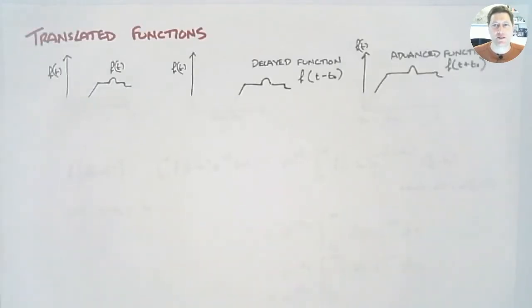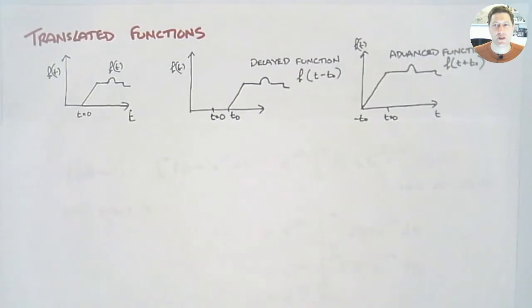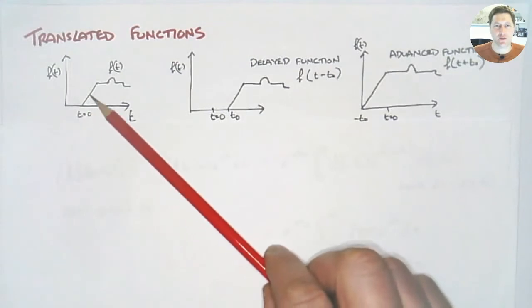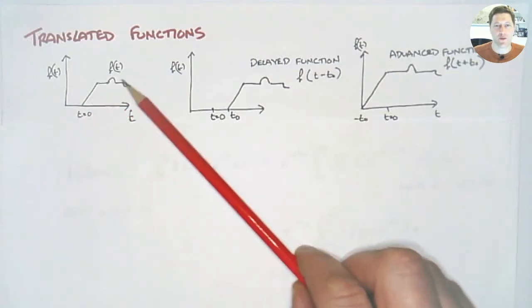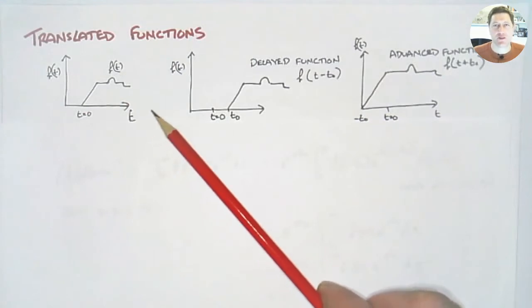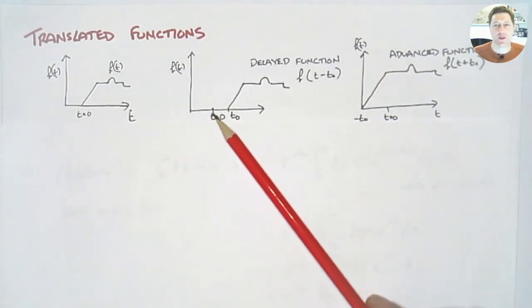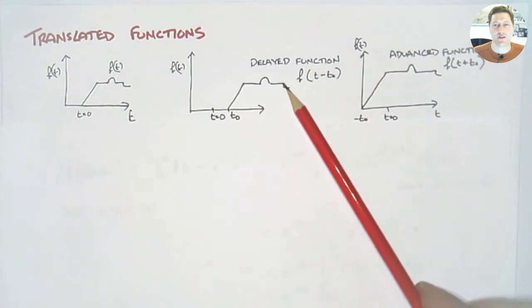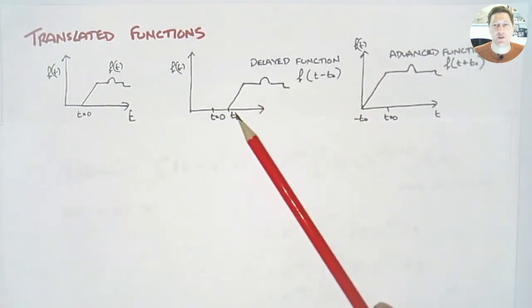Translated functions. What does that mean? Well, this is a common occurrence. We've got some function, we've called it f of t. It starts at t equals 0, it goes up, it wiggles around a bit, so that could be anything. A lot of systems will introduce a lag or something like that into a response. So now at t equals 0, nothing happens. After some delay, t0, there's our function again. The function hasn't changed, just moved in time, it's shifted in time.